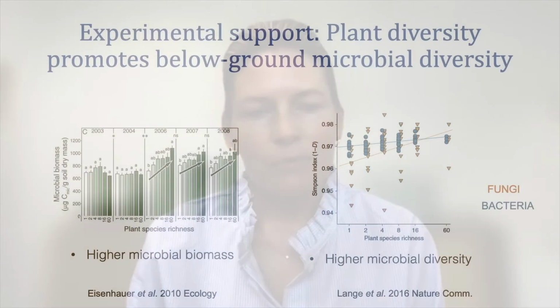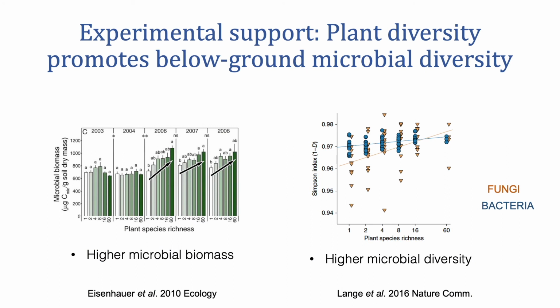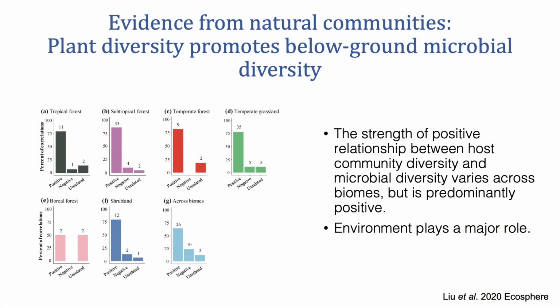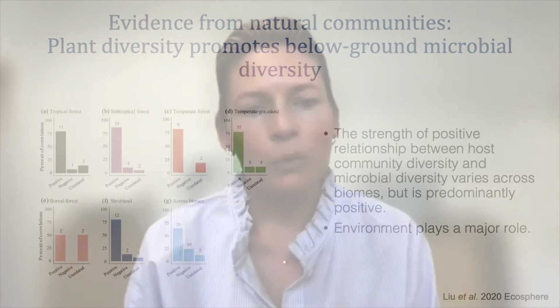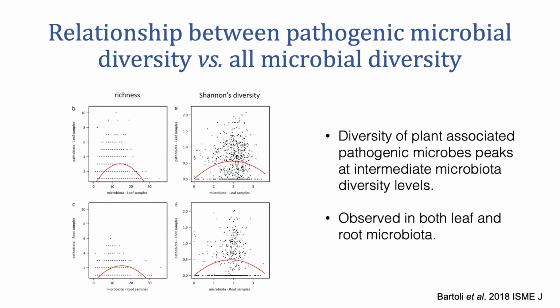This is a joint analysis across different communities across the globe, and they discovered that indeed there's strong evidence from natural communities for plant diversity to promote below ground microbial diversity. And the strength of the positive relationship between host community diversity and microbial diversity varies across the biomes that were studied: tropical forests, subtropical forests, temperate grasslands, boreal forests, and shrublands. But nonetheless, we see that the relationship between the two is predominantly positive. And we also know that the environment, such as climatic variables, play a strong role in determining the diversity of microbial communities.